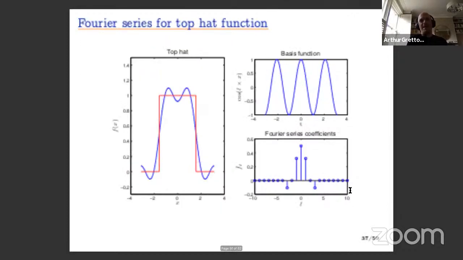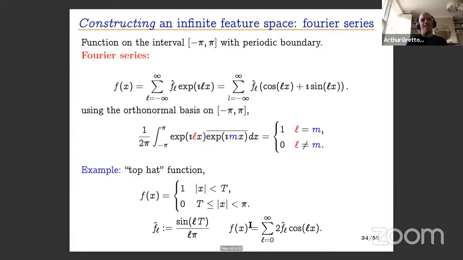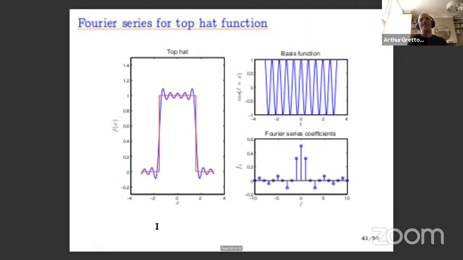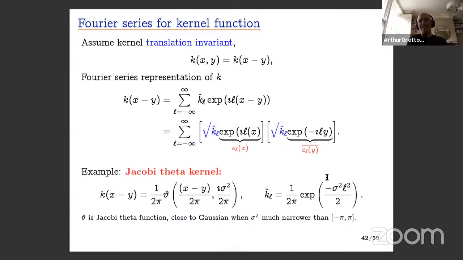Let's go now further back to the top hat function. These are the f hats for the top hat function. And these are decaying. Remember, the sine function never decays. The sine function just wiggles from -1 to 1. It continues to do that, right? This decays as 1 on L, so f hat L squared decays as 1 on L squared. F hat L decays as 1 on L. K hat L decays as e to the minus L squared.